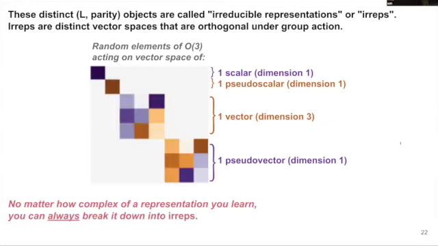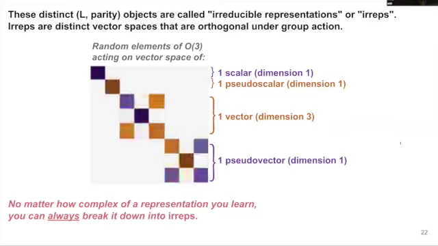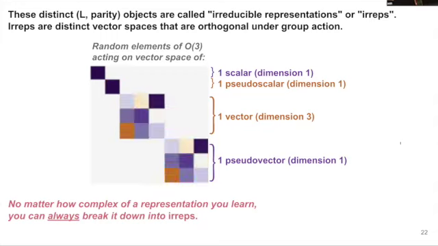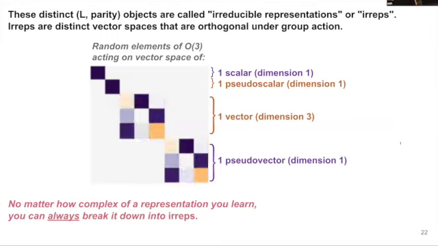They don't mix. They don't talk to each other. And what's super cool is that, again, no matter what data you give me, if it behaves predictably under your group, I can always re-express it as these irreps and recover this block diagonal structure. And this is really helpful. So it doesn't matter how complicated of a function you learn, as long as it predictably transforms, you can do this.